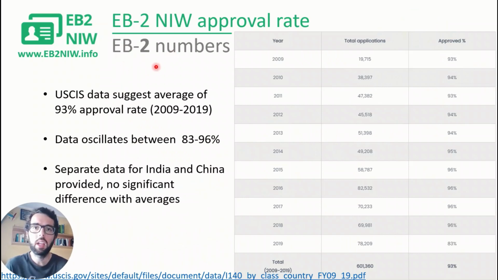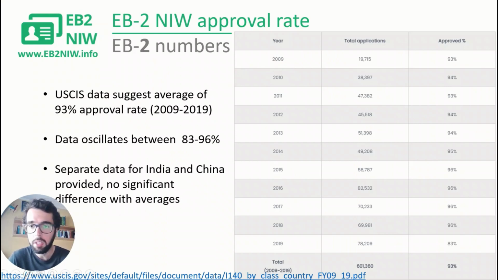So let's take a look first at the general EB2 category numbers. USCIS does have that information available, and I leave the link here in this lower part of the slide, but I will also put this link in the description of the video so you can easily click on it and check the data for yourself. You can also go to my website, eb2niw.info, and you can find this table. This is a copy paste of the table I have in a particular blog post over there.